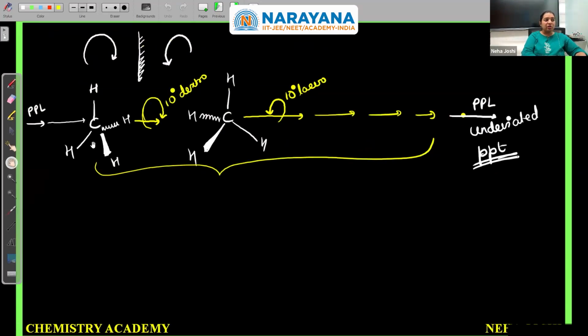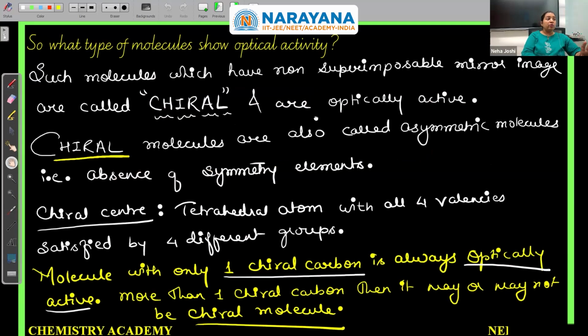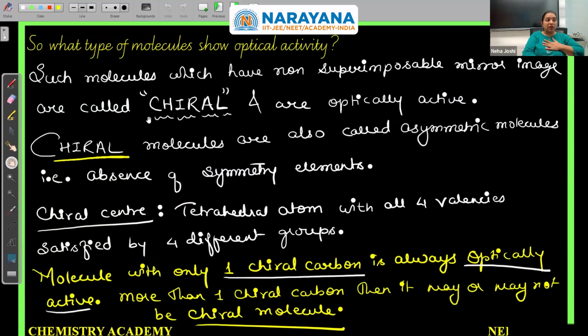For example, see methane I drew here. If in this arrangement, plane polarized light coming from this direction gives 10 degrees dextro, then there will be some molecules in the mirror arrangement. When light is moving, it is found in this arrangement and rotates 10 degrees levo, as the mirror image rotates by the same value but in the opposite direction. So ultimately, I feel it remains undeviated. Okay, so now what type of molecules for me? I'll say chiral.